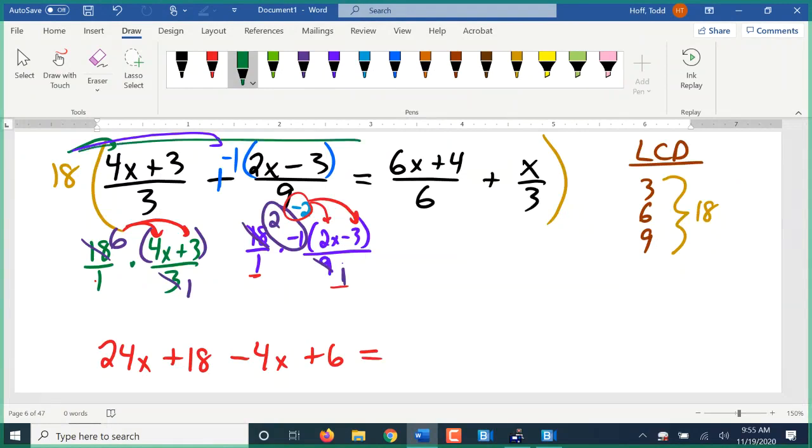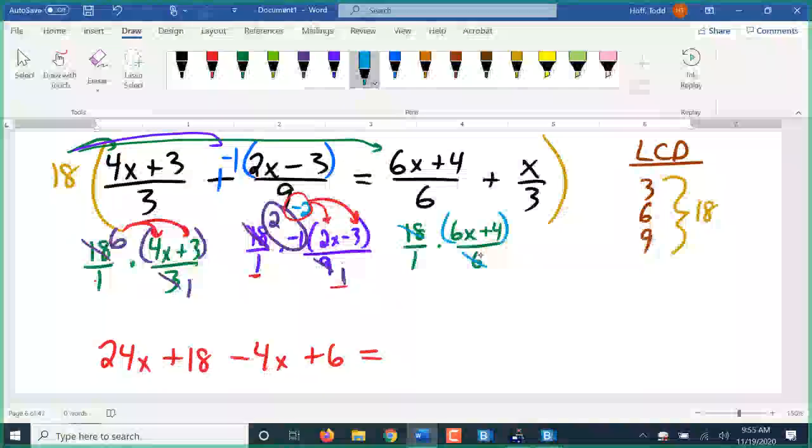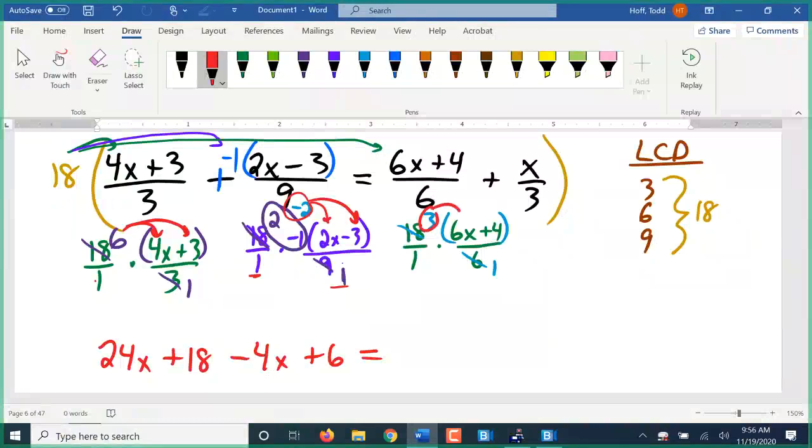We'll have 18 times the 6x plus 4 over 6. So we'll make that 18 over 1 times the 6x plus 4 over 6. Again, we're going to put parentheses around the numerator there, and we're going to cross-cancel this 18 and 6. Both divide by 6. 6 divided by 6 is 1. 18 divided by 6 is 3. Again, the denominator is 1, so we don't have to worry about that. We distribute the 3. 3 times 6x is 18x. 3 times 4 is positive 12.